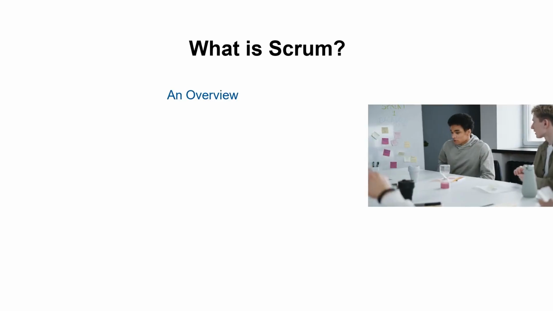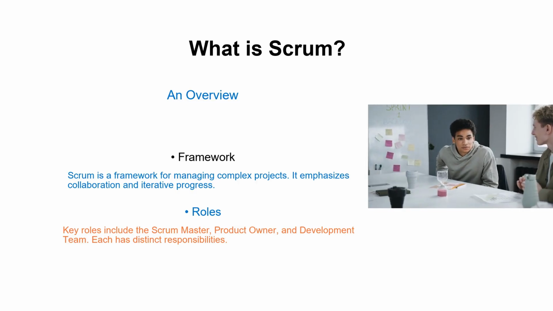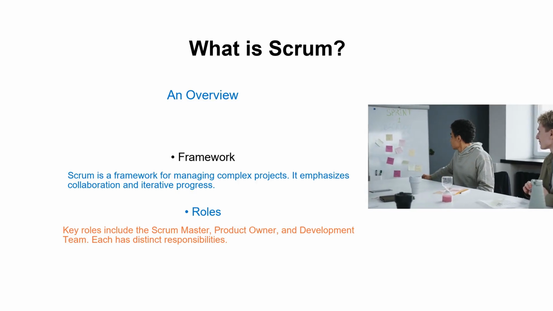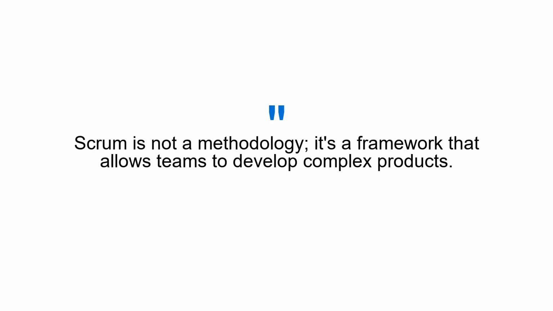Welcome to Scrum 101. In this lesson, we will explore the fundamentals of Scrum and its importance in Agile project management. Scrum is a framework designed to help teams manage complex projects effectively. It emphasizes collaboration and iterative progress, making it ideal for Agile environments. As Ken Schwaber states, Scrum is a framework rather than a strict methodology.